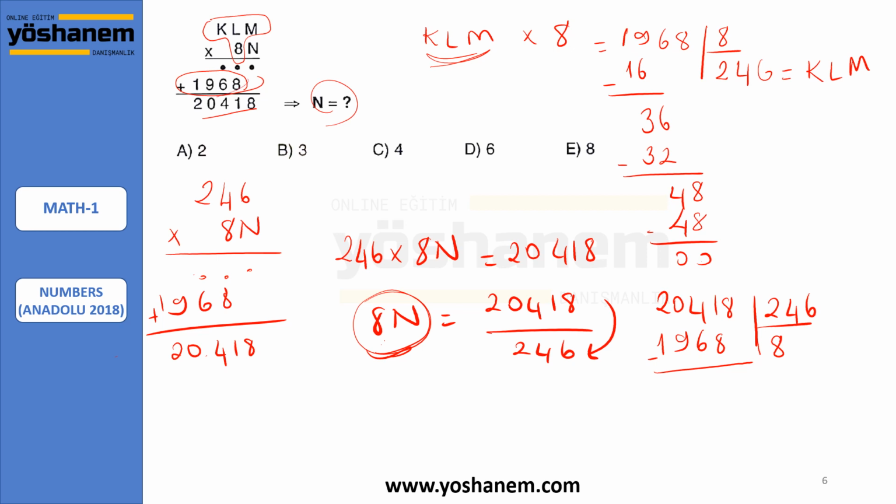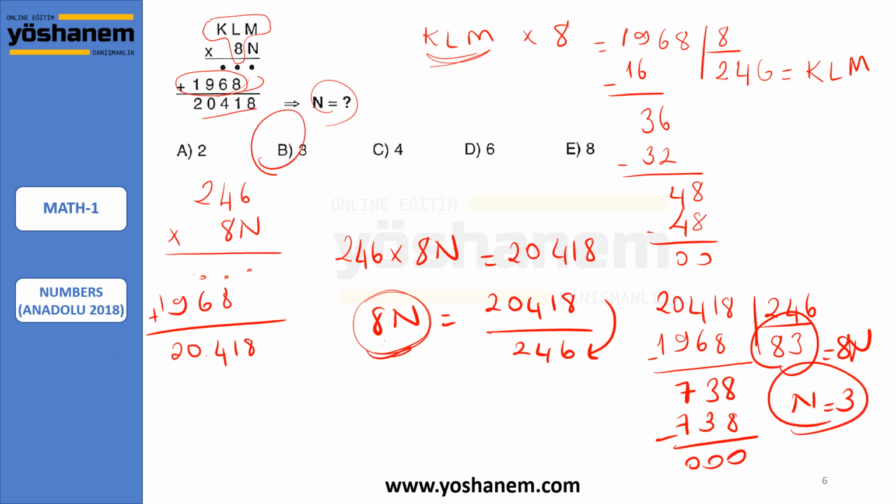Okay, the remainder is 738. So which number can I multiply by 246? I'm gonna have 738. So it's 3. Let's try 3. 3 times 6, 8, 12, 7. Yes. So this is A10. That is why my n is 3. B. Okay.